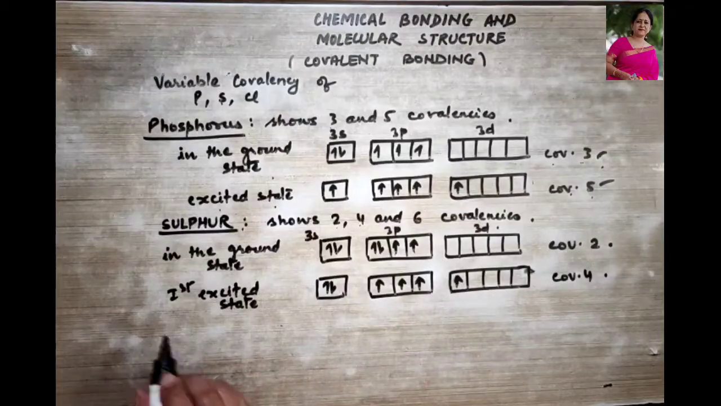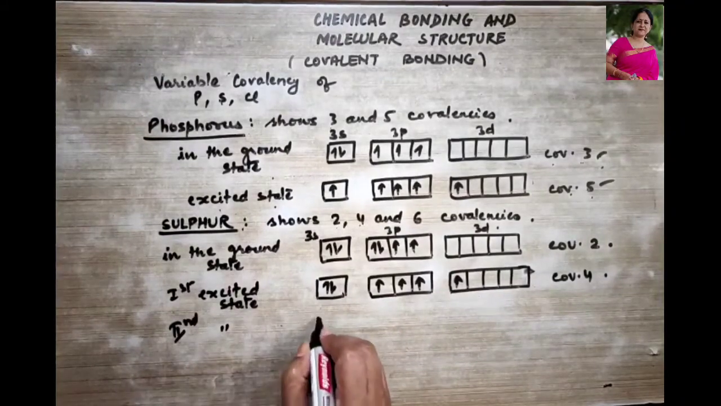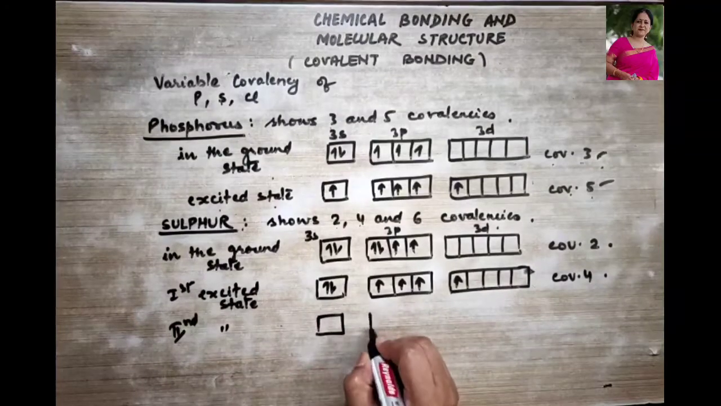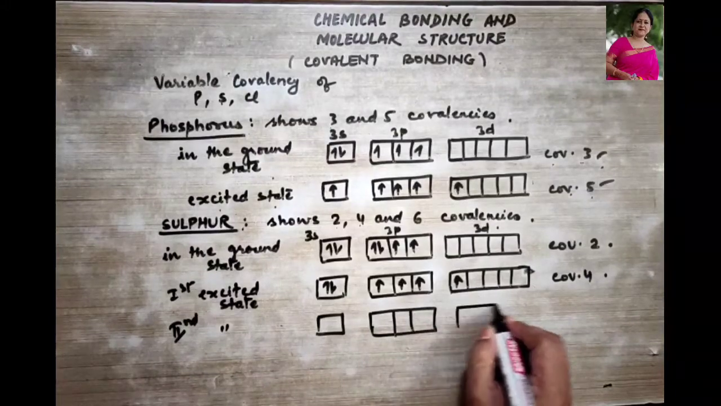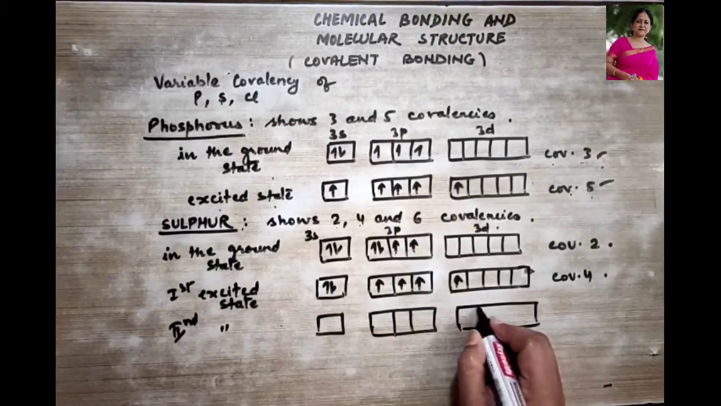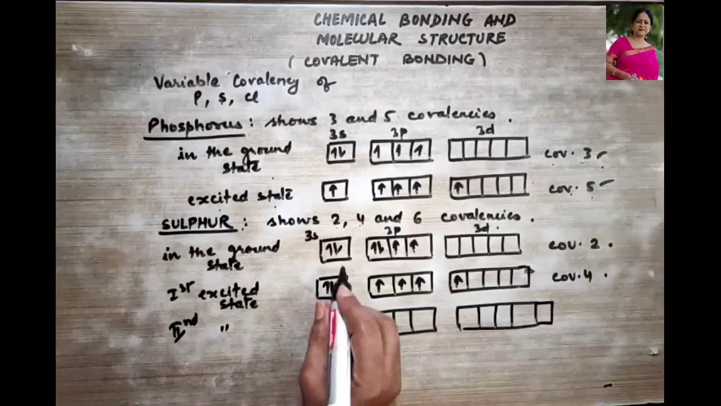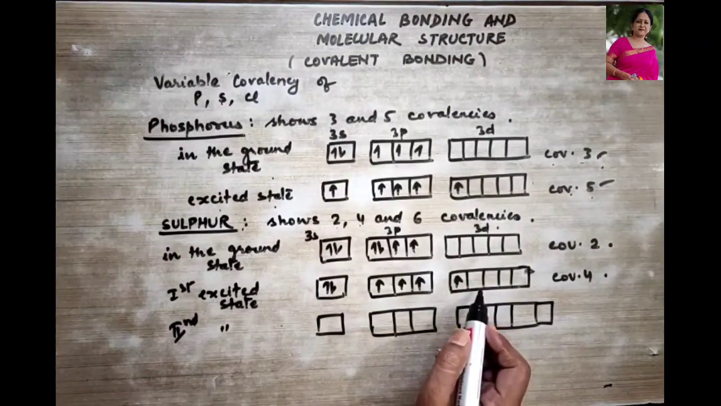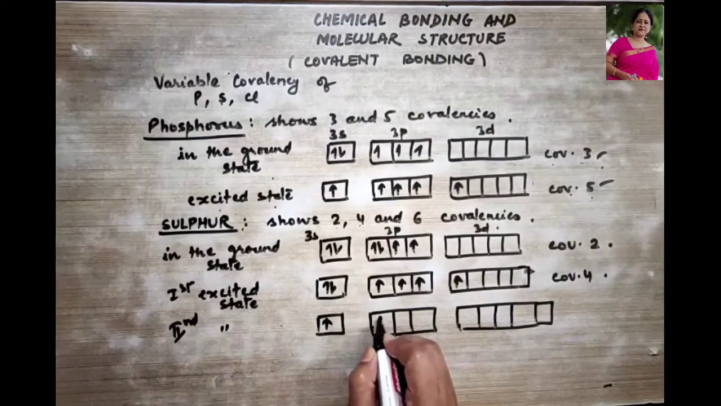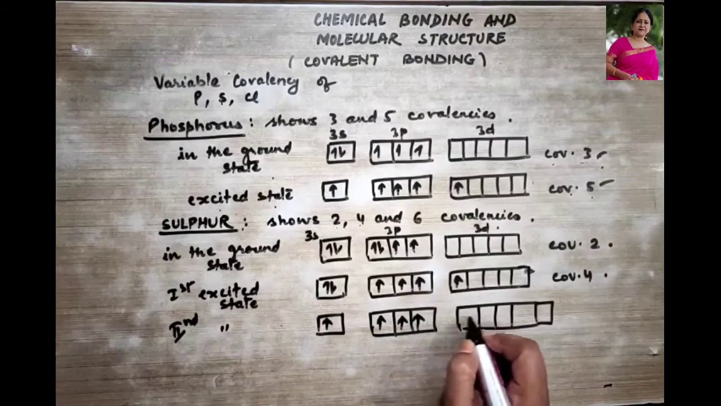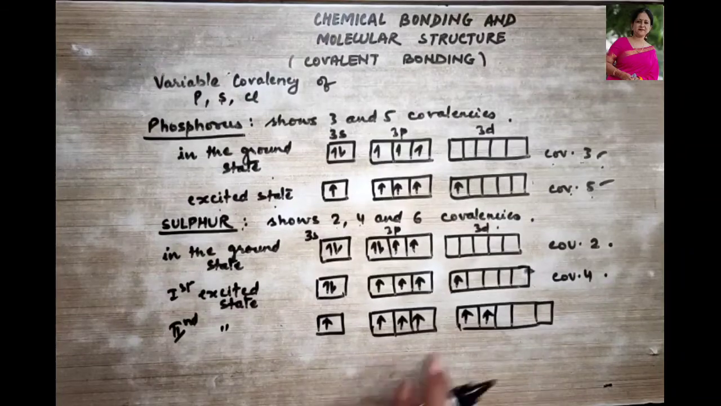Now we have to find out 6. So let's look at the second excited state. Okay, this is 3s2, 3p, and this is 3d. 1, 2, 3, 4 and 5. So now this has to go and occupy the vacant orbital. So this is 1, 2, 3, 4, 5 and 6. Now how many unpaired electrons do we have? 6.